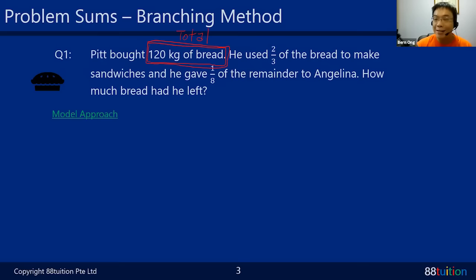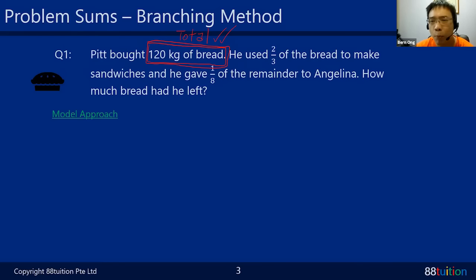Once you get the total, it's actually very simple. This question is very simple because the total is given. Later, from question 3 onwards, you will see that the total is missing. When the total is missing, that is where the challenge comes for this type of question. But again, don't worry, it's a problem sum.